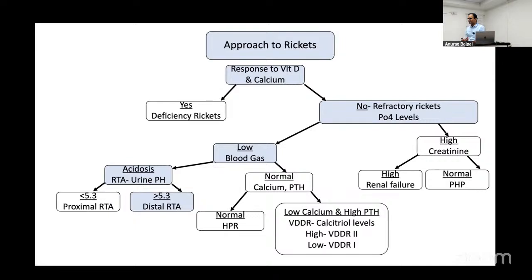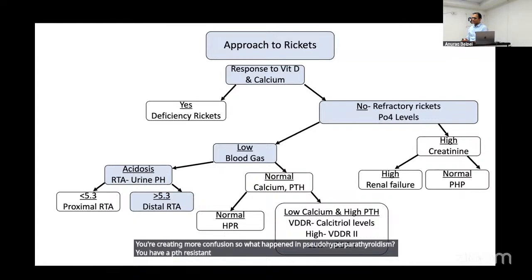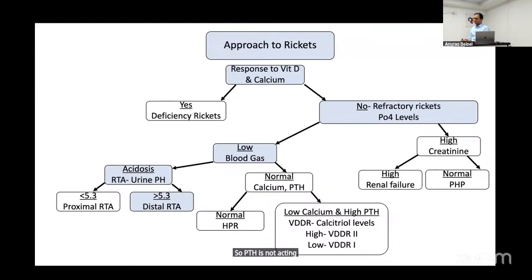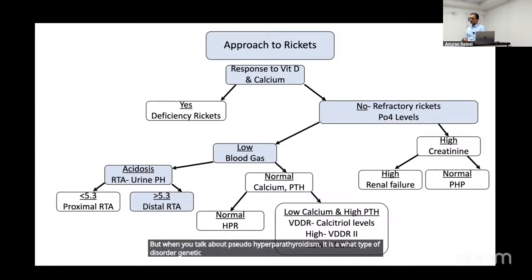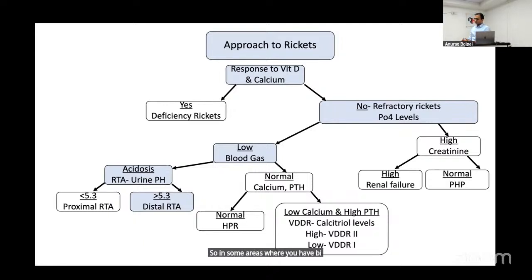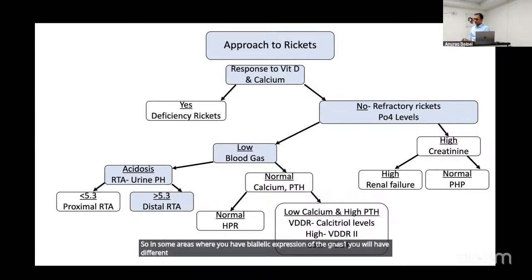You're creating more confusion. So what happens in pseudohypoparathyroidism? You have PTH resistance. In hypoparathyroidism, you have no PTH, so PTH is not acting on the kidneys at the 1-alpha hydroxylase, not acting at the level of urinary calcium, not acting at the level of bone. But when you talk about pseudohypoparathyroidism, what type of disorder is it? A genetic imprinting disorder. So in some areas where you have biallelic expression of GNAS1, you will have different manifestations, and where only one of the alleles, the mother's allele, is expressed, you will have different manifestations.